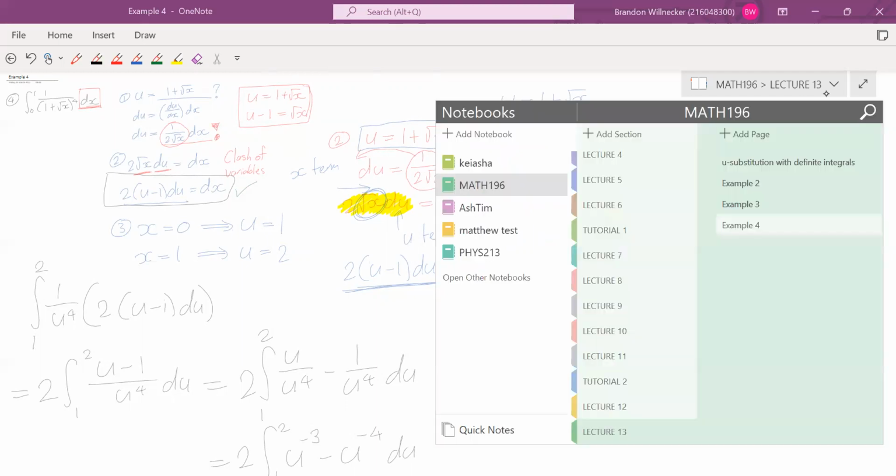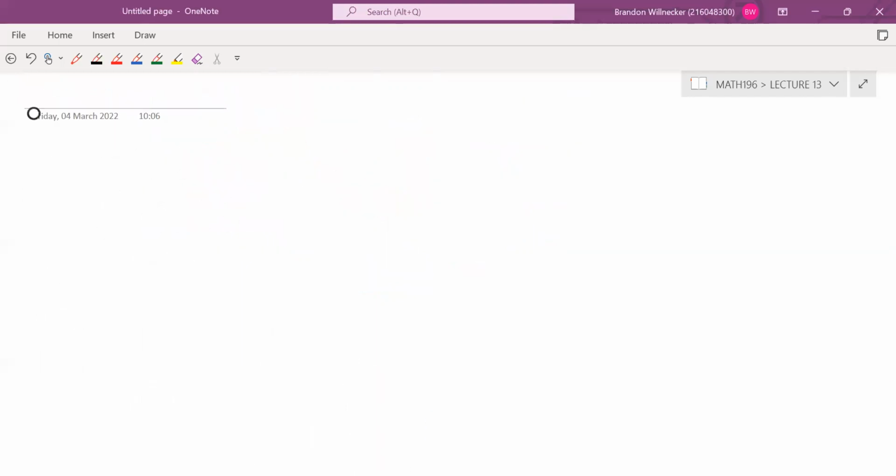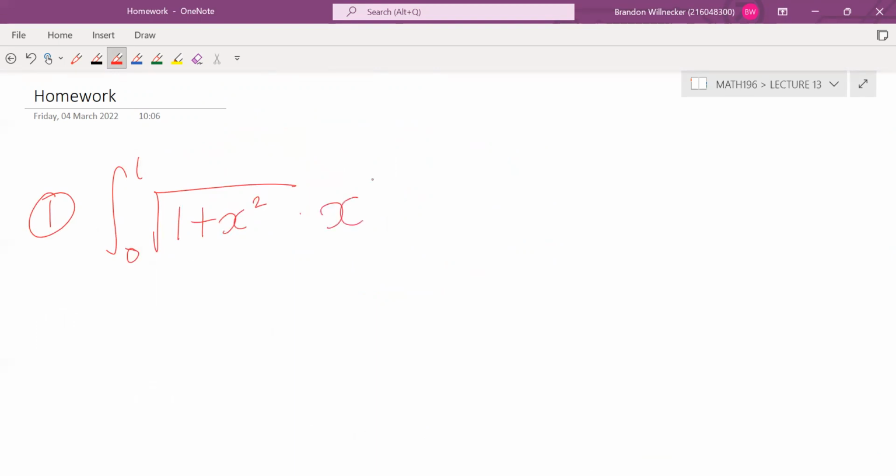Okay, so let me just leave you with some homework. And then like last time, I will just upload the solutions this evening. So there's just one question today. So we have the integral from 0 to 1, the square root of 1 plus x squared times x to the 5 dx. Okay. So that's all the homework for today.